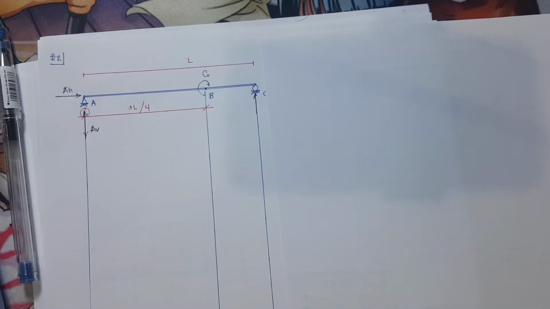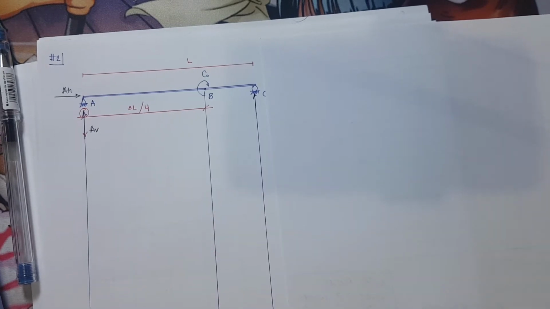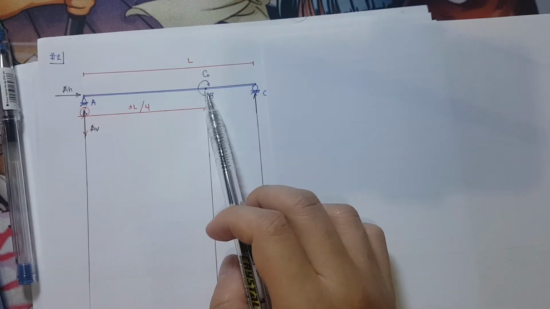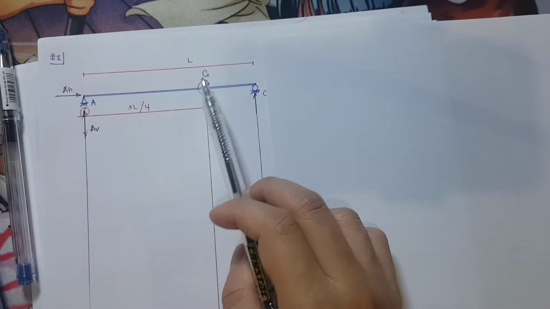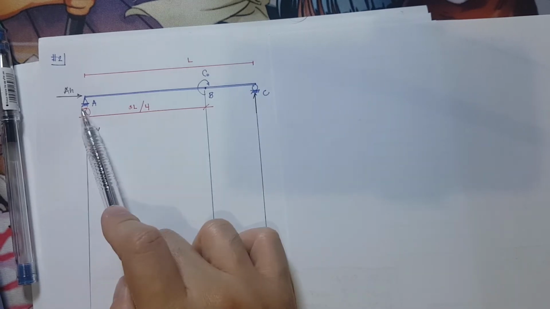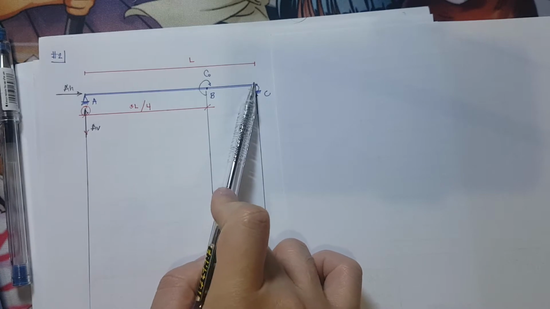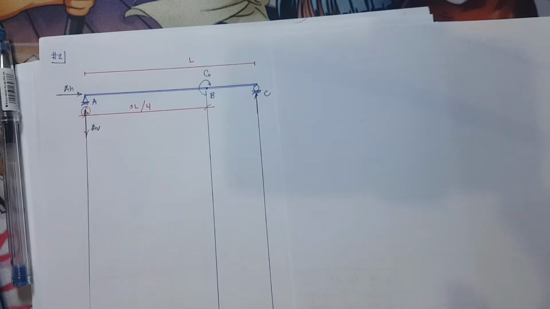So, shear and moment diagram. We have here number 2 from your module, a simply supported beam carrying a load C₀ at point B. Okay, so we have here a moment of C₀ at point B, and it is simply supported by a pin at A and a roller at C. So we need to determine our shear and moment equations and draw our shear and moment diagrams.